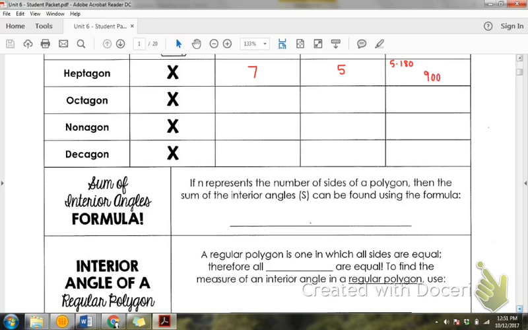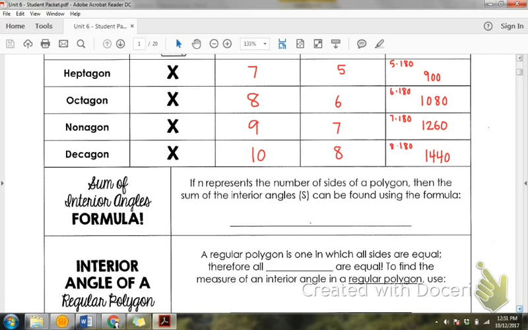Okay, I'd like you to take a few minutes and finish the rest of these. Finish these next 3 rows. It goes 7, 8, 9, I'll tell you that. Octagon is 8 sides. Nonagon is 9 sides. Decagon is 10 sides. Okay? Pause the video and finish the chart, please. Okay, check your answers with the chart.